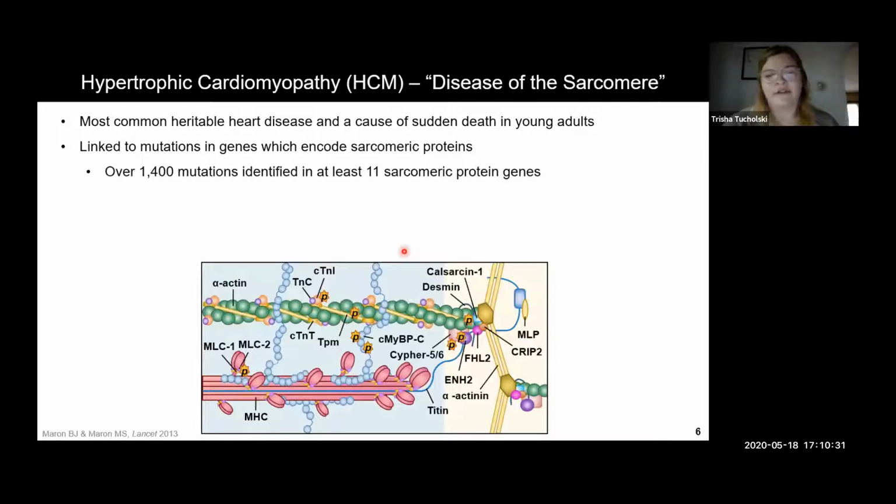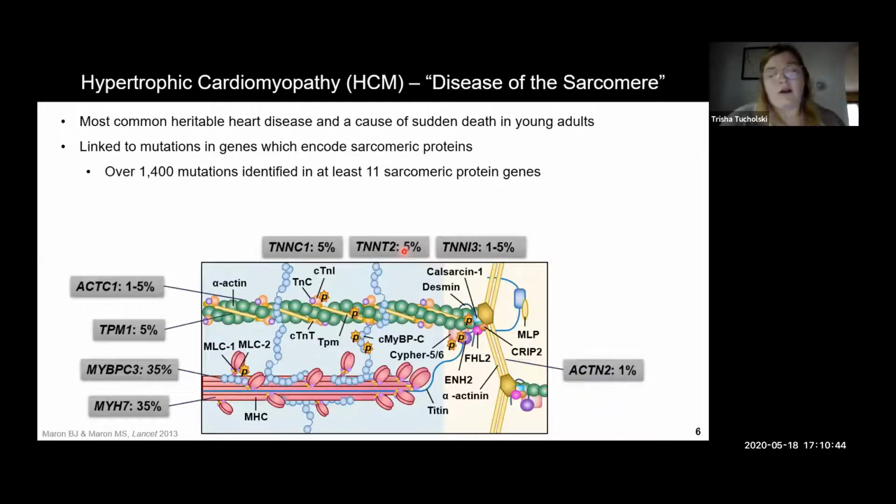So here I'm just showing you a cartoon schematic of the cardiac sarcomere. We know that proteins interact with each other and they signal through phosphorylation events to make our heart contract and relax. I'm showing just a few genes here, and the frequency of the mutations in just a few sarcomere encoding protein genes.